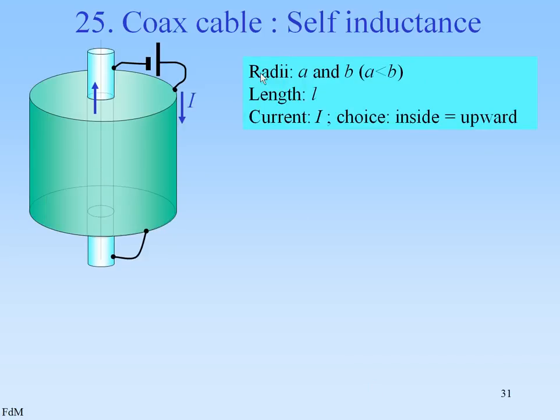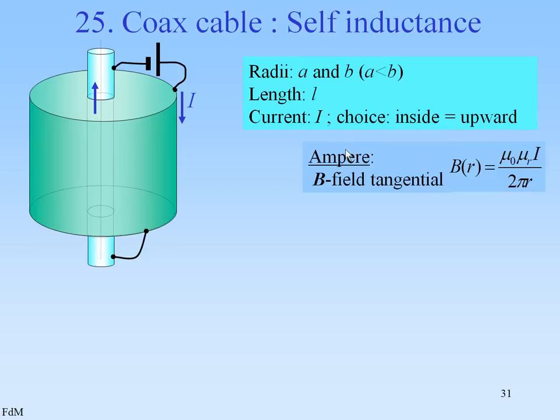The self-inductance of a coax cable. Suppose we have radii a and b, length L, and current I. The choice, if the current is inside, is the upward direction. For the tangential field, it holds that B is mu naught mu r I over 2 pi r. And of course the tangential field is only present in between the two surfaces, not outside or inside the tube here, if it is a tube.